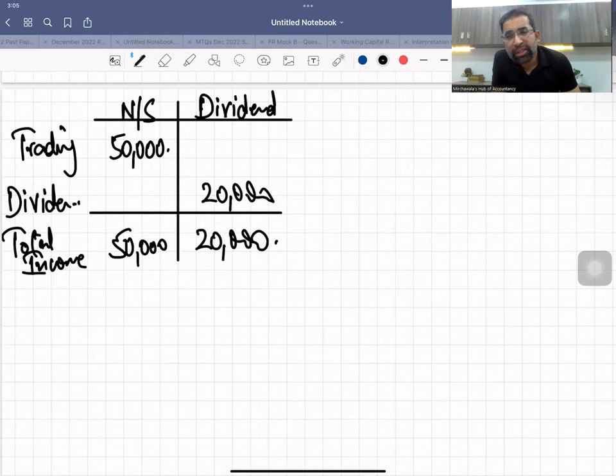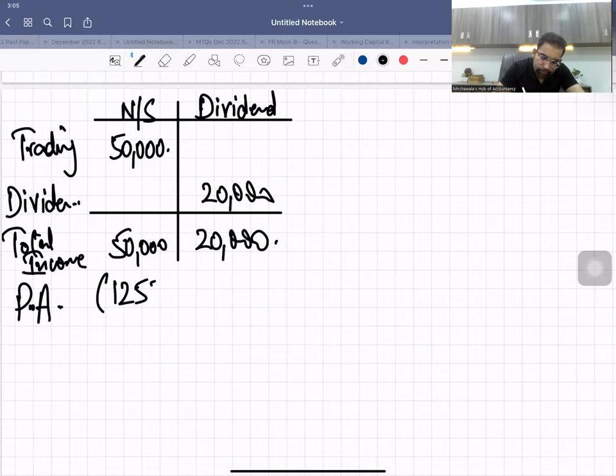I repeat, you have seen the tax rates. Non-saving income has the highest tax rate, so if you reduce the income with the highest tax rate, you will get more tax benefit. So now we will deduct the personal allowance from non-saving income first. This is the first priority.